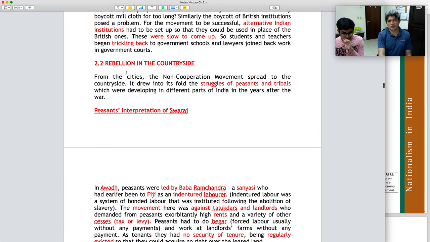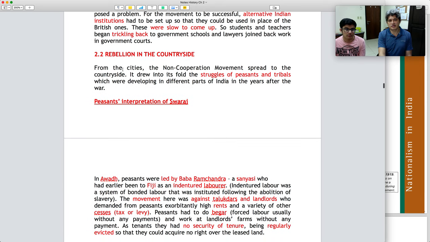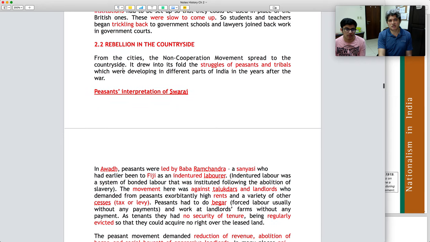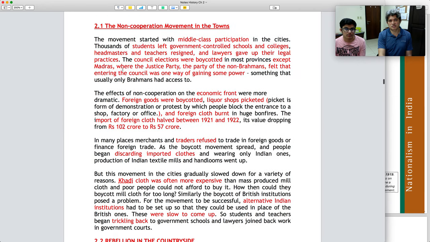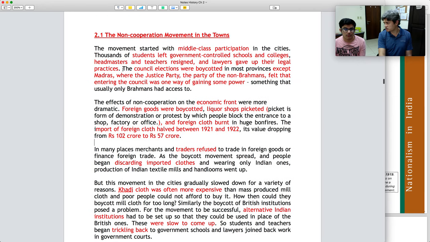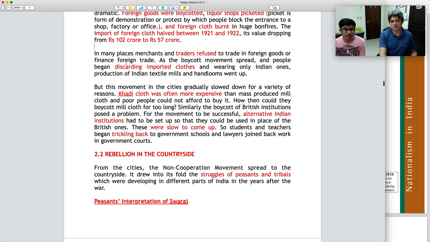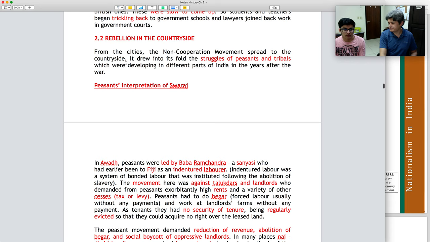Now, rebellion in the countryside. This was in the towns and cities, where the middle class and the business class were. Now we'll see what is happening in the countryside.